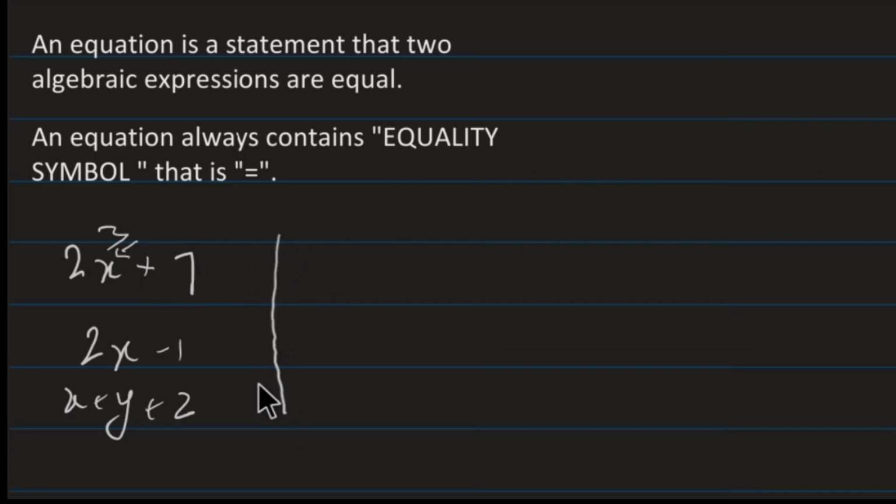But in an equation, we are already given an equality symbol. For example, 2x is equal to 10. It is an equation because it contains an equality symbol. Similarly, x plus 5 is equal to 10 is another equation because it contains an equality symbol.